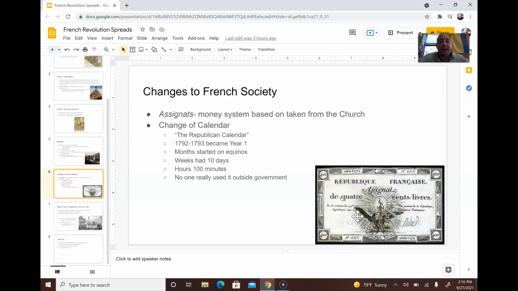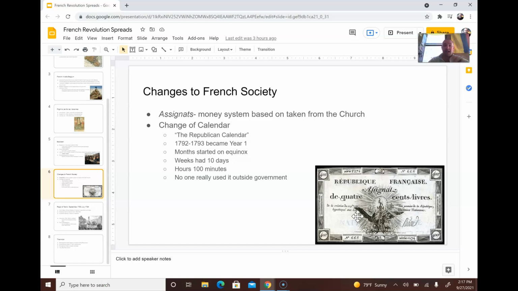The other thing that they do is they pass a new calendar. So the old calendar was very Christian-y. It was based on Jesus' birth. The names were very historic and tradition-filled, so they changed it. So the Republican calendar starts in September of 1792, and that's when year one is, 1792 to 1793. The months all begin at the equinox, right? So the first day is what we would consider sort of September 21st. And then it goes from September 21st to October 21st.